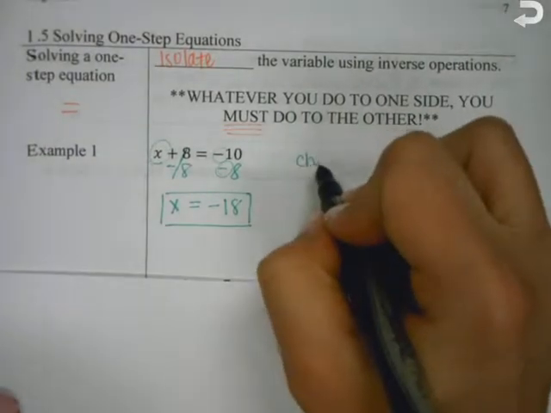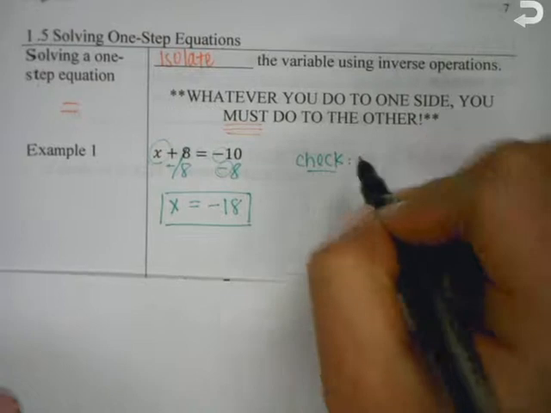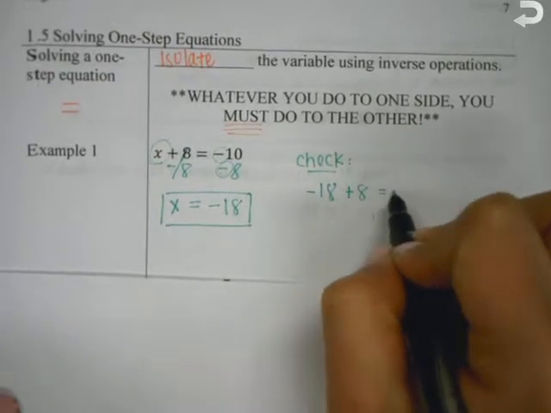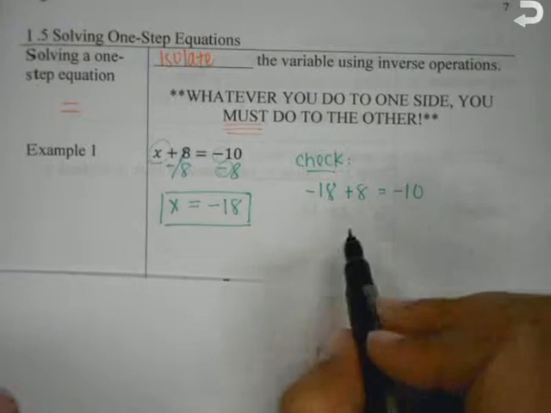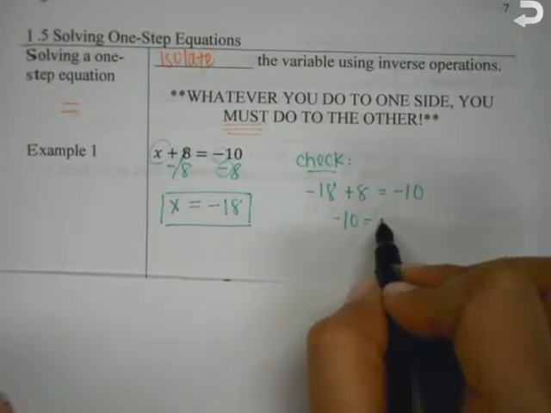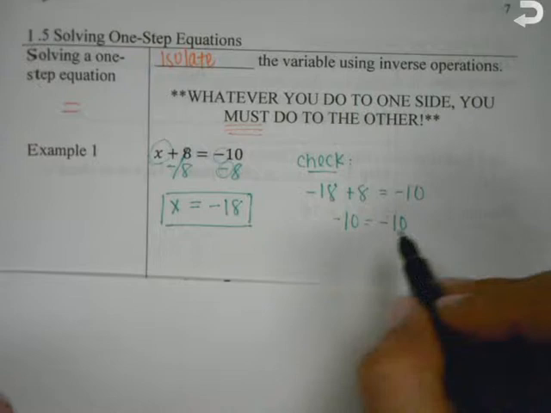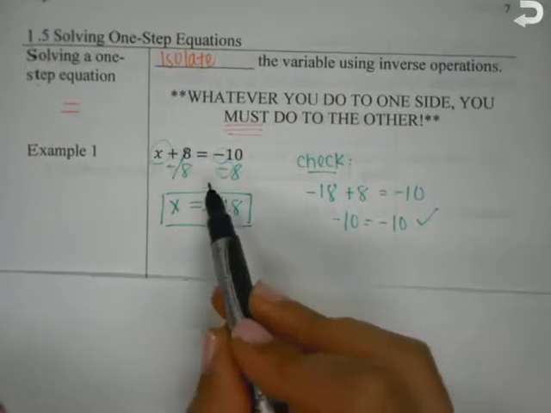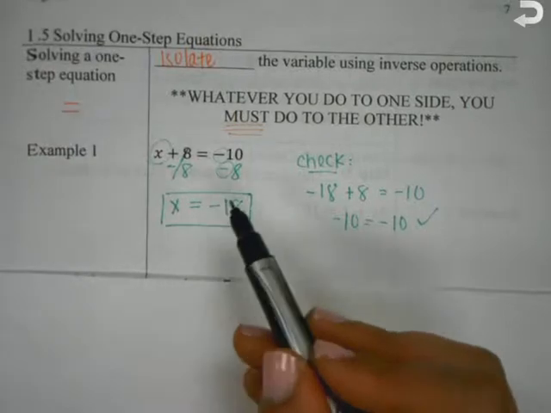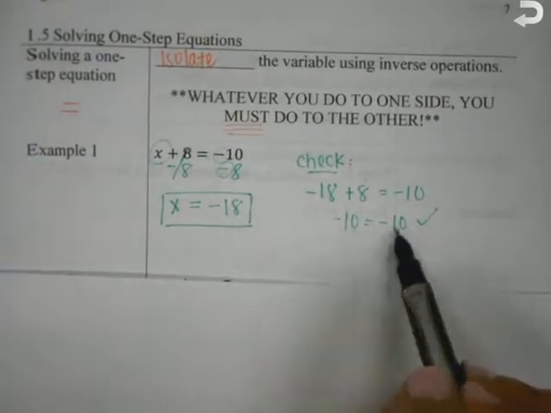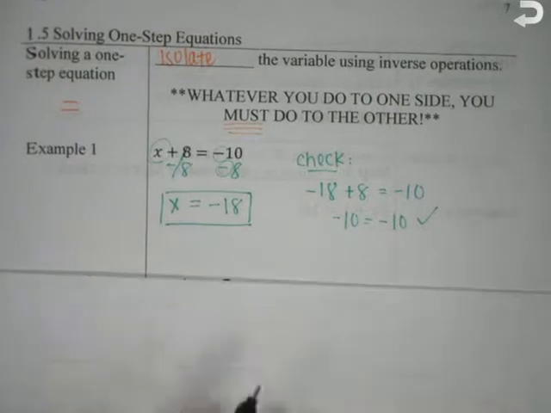Plug it in. So let's plug it in. Negative 18 plus 8 equals negative 10. That's what we want. What's negative 18 plus 8? Negative 10. So negative 10 equals negative 10. True or false? True. So we did this problem correctly. Okay? So always plug your answer back in, because if you did your addition or subtraction incorrectly, you will catch it because you won't get a true statement. Okay? So try example 2 for me, please.